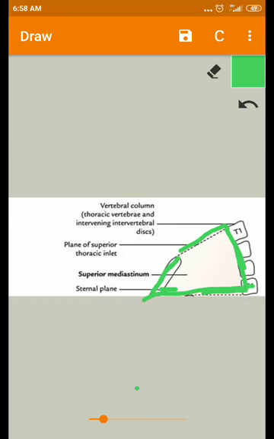So the structures passing through this mediastinum are almost the same as the structures which are passing through the inlet of thorax. Okay, now we are going to see the contents in detail in the next video.